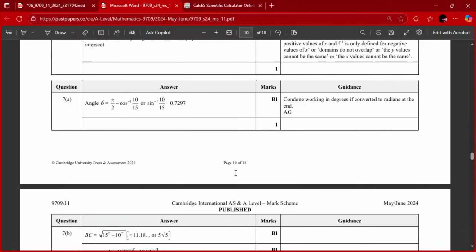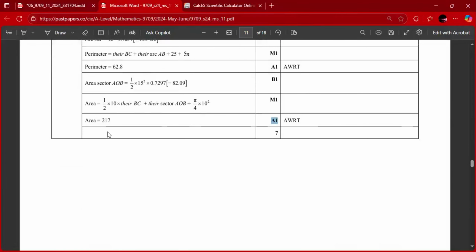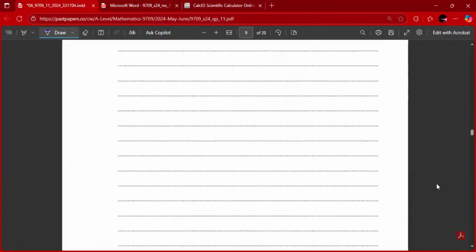Now let's check. This was proved: 62.8. Four marks were for the perimeter and three marks were for the area. 217. Done. Next question.